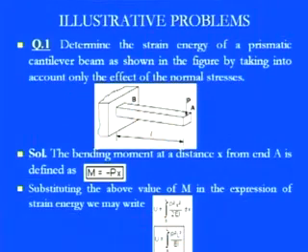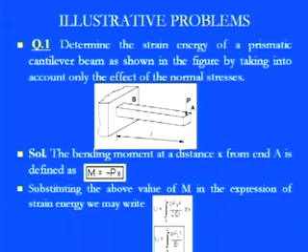The first numerical problem is to determine the strain energy of a prismatic cantilever beam, as shown in this figure, taking into account only the effect of normal stresses. So certain assumptions are there: our main focus is on the normal stress component, and we are ignoring the shearing part. Whatever bending action happens under the loading, normal stresses are formed and we need to calculate only the bending part.